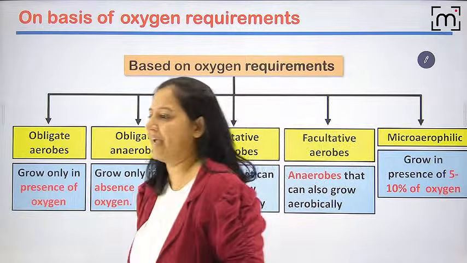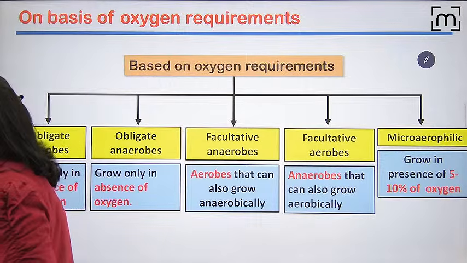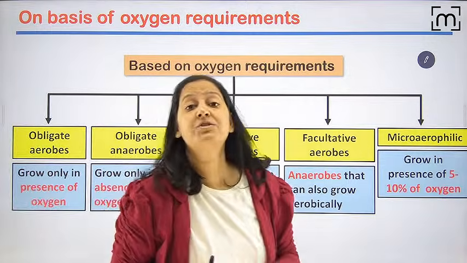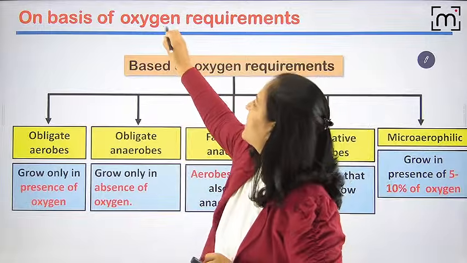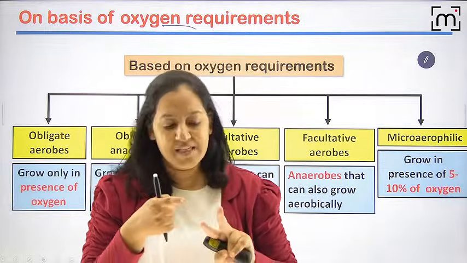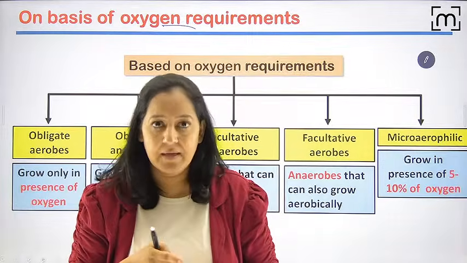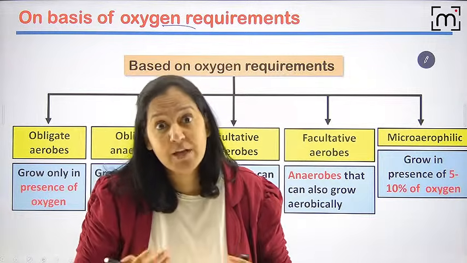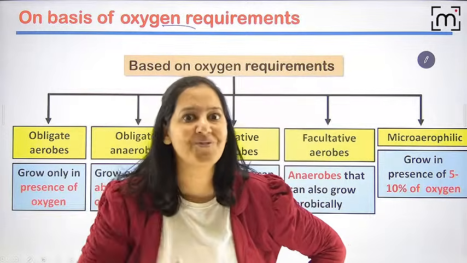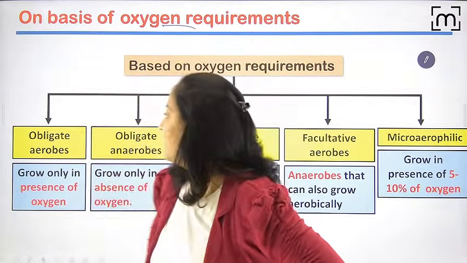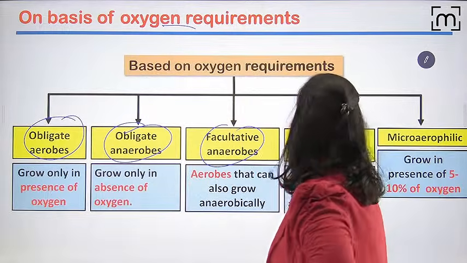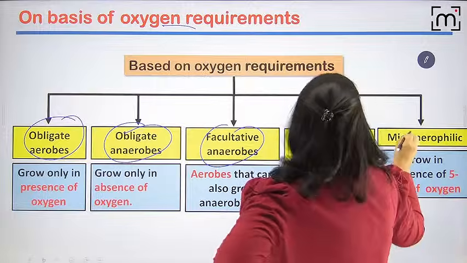Okay, now the next thing: based on oxygen requirement, how many types of bacteria are there? I told you the classification of bacteria based on Gram stain, based on Ziehl-Neelsen stain, based on Albert stain. Now I'm telling you the classification based on their oxygen requirement. There are 5 types: obligate aerobe, obligate anaerobe, facultative anaerobe, and microaerophilic.